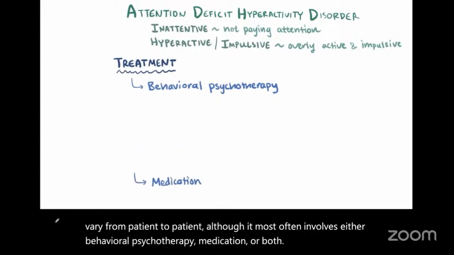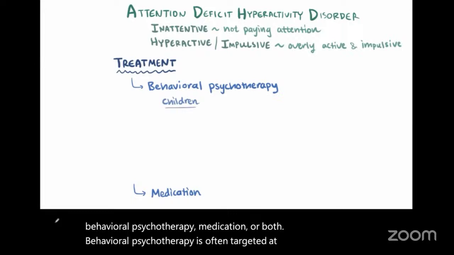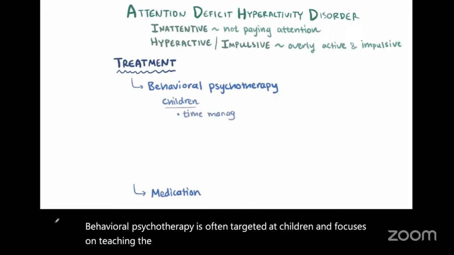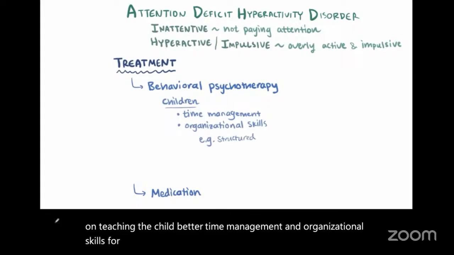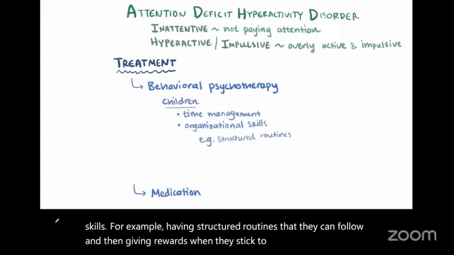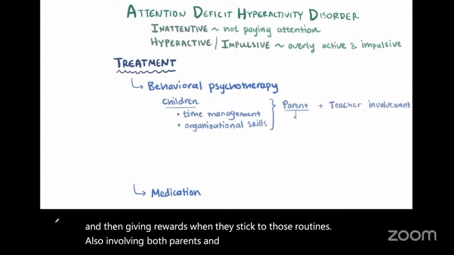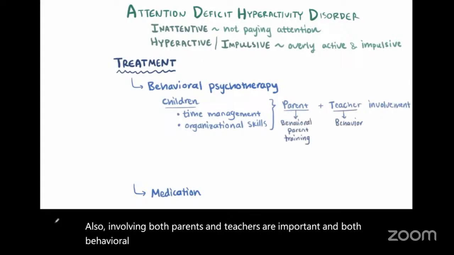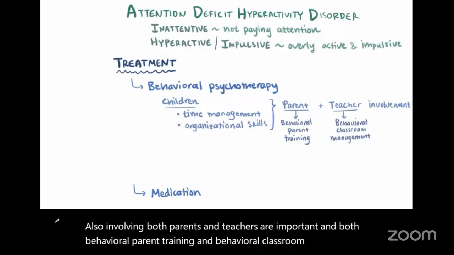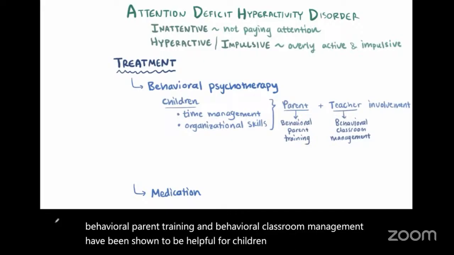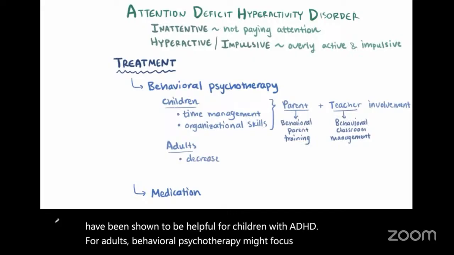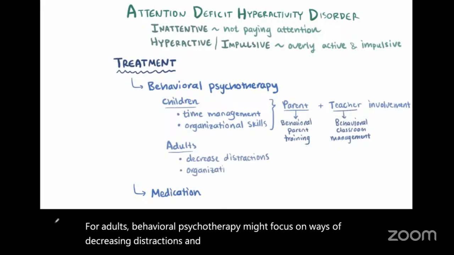Behavioral psychotherapy is often targeted at children and focuses on teaching the child better time management and organizational skills. For example, having structured routines that they can follow, and then giving rewards when they stick to those routines. Also, involving both parents and teachers are important, and both behavioral parent training and behavioral classroom management have been shown to be helpful for children with ADHD. For adults, behavioral psychotherapy might focus on ways of decreasing distractions and also improving organizational skills.